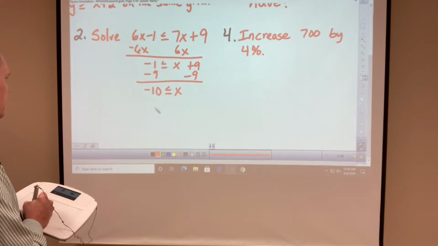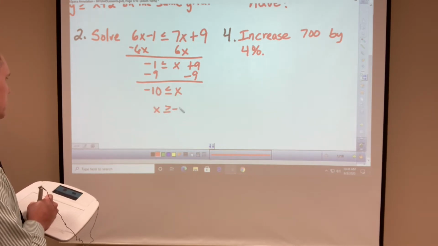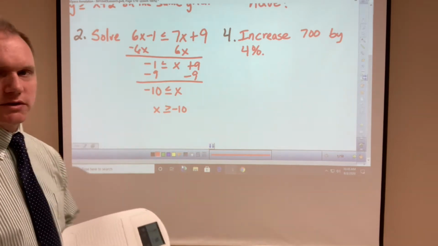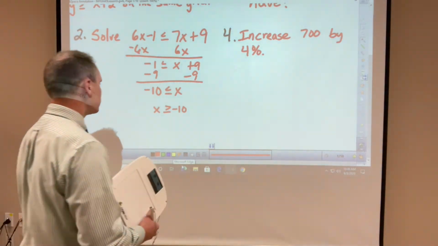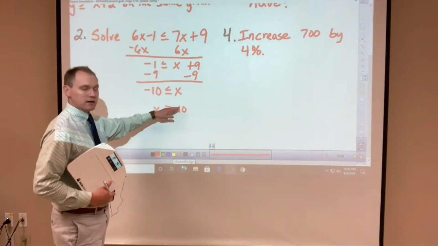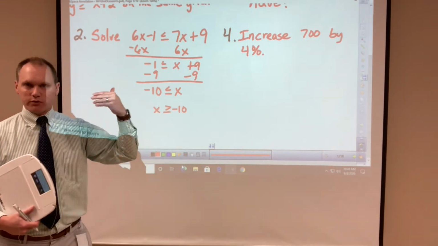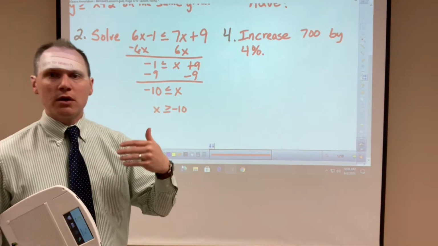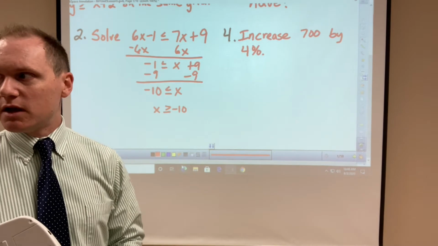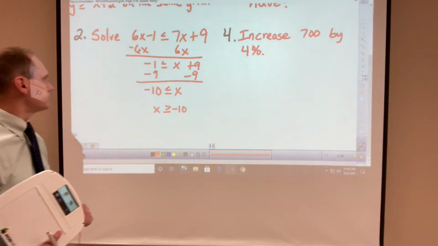You could write it like that, or x is greater than or equal to negative 10 would be the same thing there. So any x value is greater than or equal to negative 10. So negative 10 would work, but also things greater than that, like negative 2 or 0 or positive 7, anything like that would work as well.